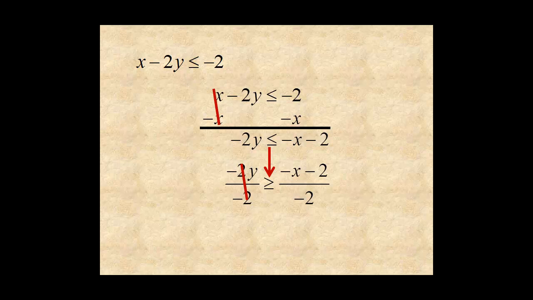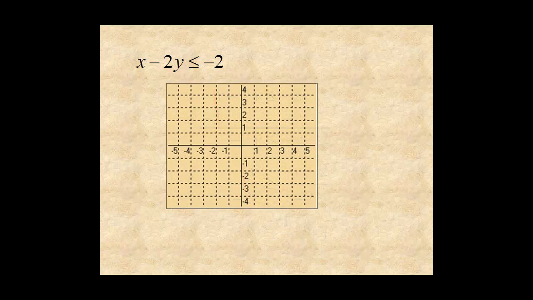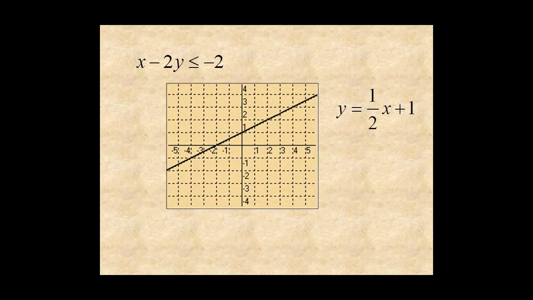On the right side, when you divide -x by -2, you get positive 1/2 x. When you divide -2 by -2, you get positive 1. And the result is y greater than or equal to 1/2 x plus 1. In the next step, you graph the boundary line y equals 1/2 x plus 1. And then, since the inequality is greater than, shade above the line.